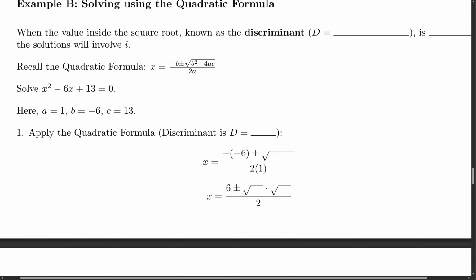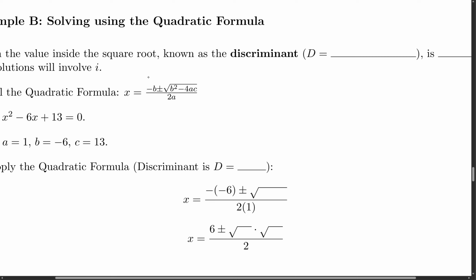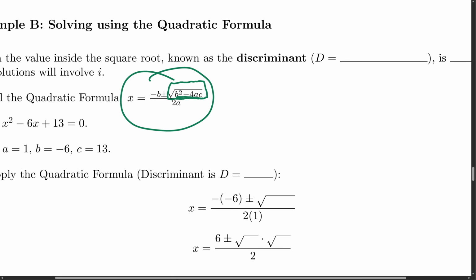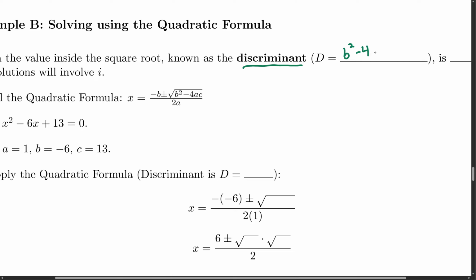Well, if we look at the quadratic formula right here, we notice the key part is going to be this thing, the square root of b squared minus 4ac. This value inside the square root, whatever b squared minus 4ac actually equals, will determine if our solution will have an i. So that little part inside the square root, b squared minus 4ac, gets a special name, the discriminant. All right. So the discriminant is equal to b squared minus 4ac.